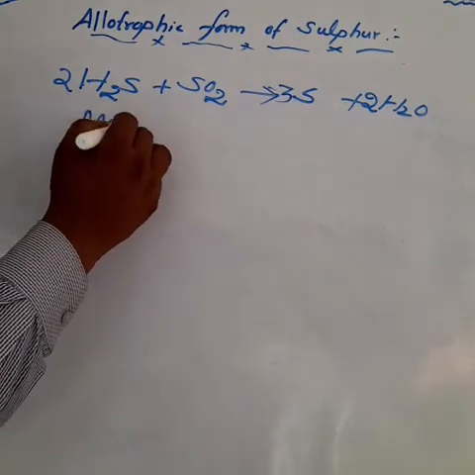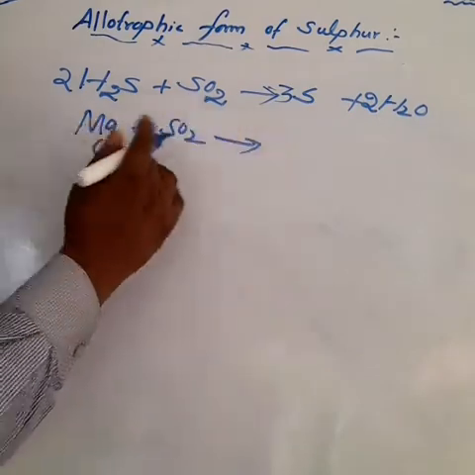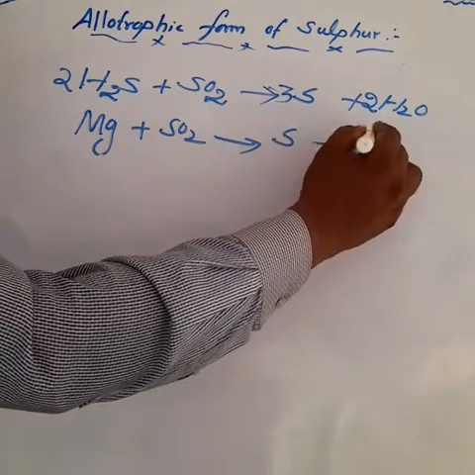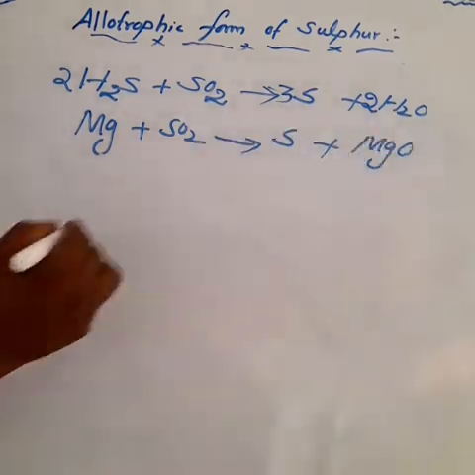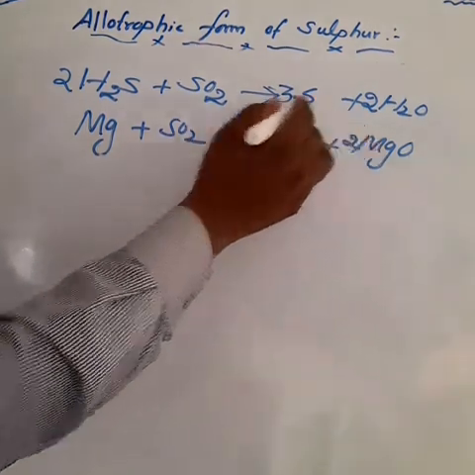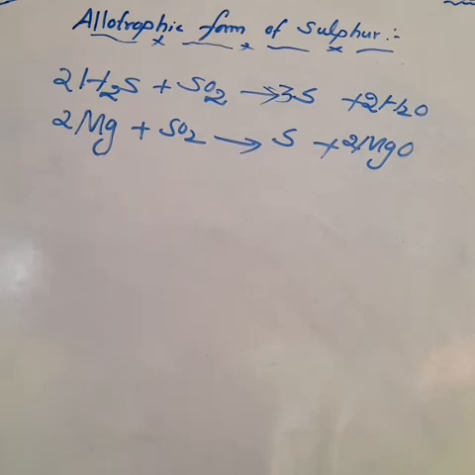Magnesium combines with sulfur dioxide. That is oxygen we get. First the product is sulfur, S plus. Magnesium combines with oxygen, we get magnesium oxide, MgO. How much oxygen is there? 2 oxygen. So on the product side make it 2 MgO. On the reactant side also make it 2 Mg. Now the equation is balanced.